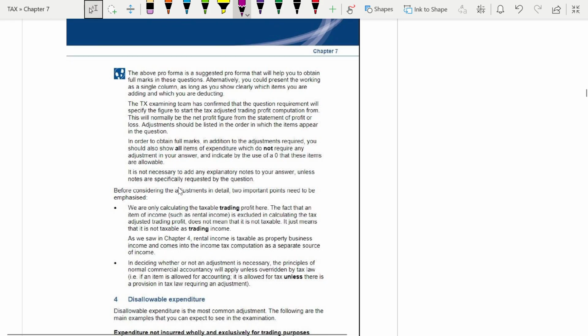The above performance suggested will help you to obtain full marks in this question. Alternatively, you can present workings in a single column. The tax examination team has confirmed that the question requirement will specify the figure to start. What is the TTP? It will normally be the net profit figure from the statement of profit or loss, and the adjustments should be listed in order. In order to get full marks, in addition to the adjustments, we should also show all items which do or do not require adjustment. You have to mention it by zero, that these items are allowable. It is not necessary to add any explanatory notes to your answer, so don't make any explanation.